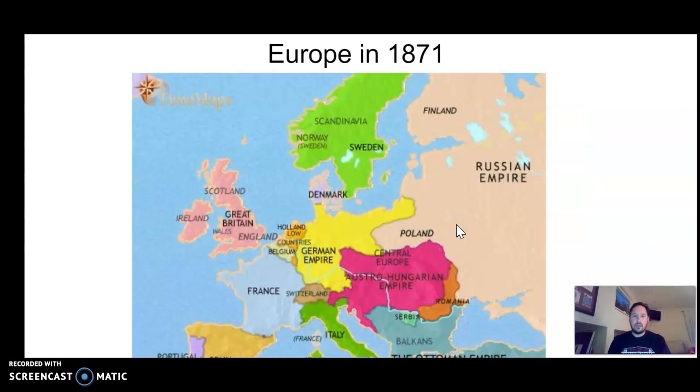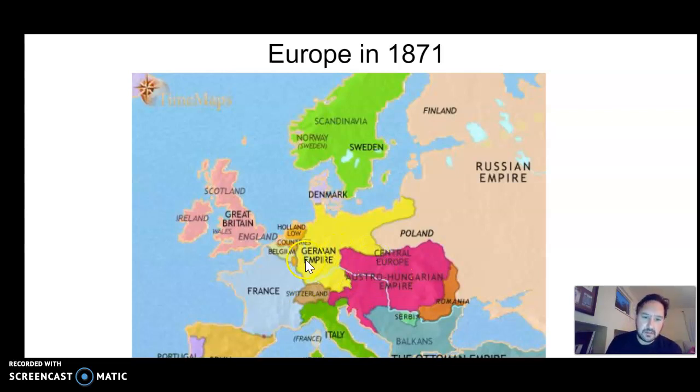Now, here's what it looks like post unifications. You can see that all those little German duchies and kingdoms no longer exist. Prussia no longer exists because Prussia united the majority of the German speaking people under it. And they did so by winning three wars, two of them major conflicts. The first in 1866 over Austria. You'll also notice that Austria was forced to become a dual monarchy with Austria Hungary and lost control of all of the Italian states as a result of that conflict.